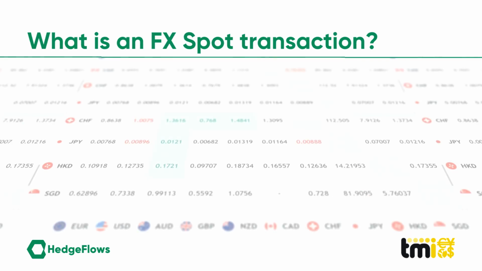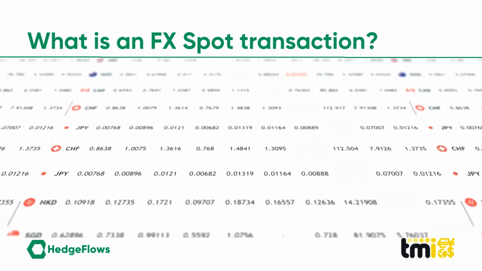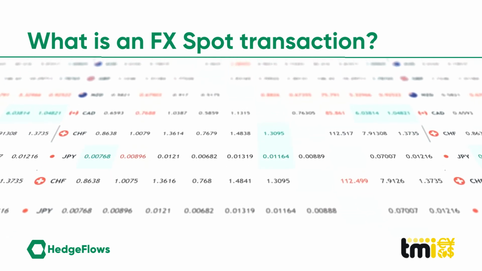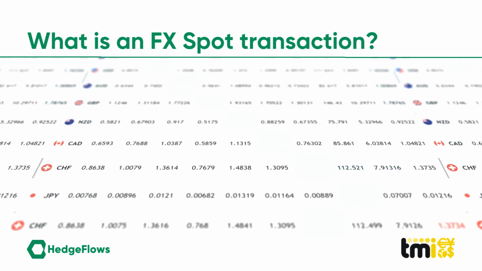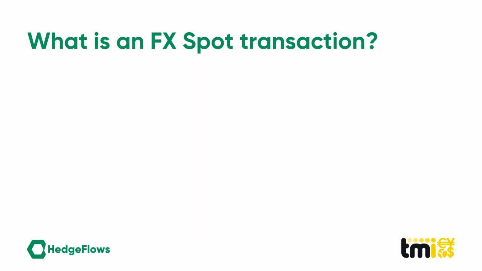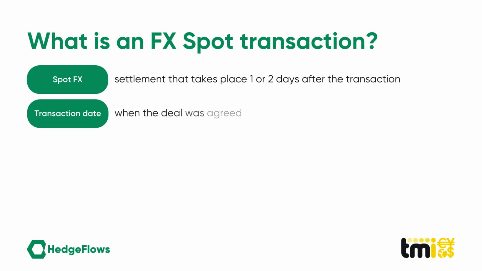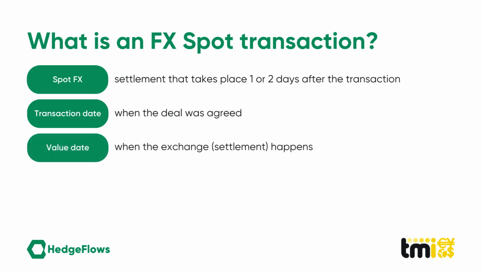As most FX transactions happen electronically, there is no physical exchange of the currencies, but electronic funds underpinning the transaction still need to be transferred between parties. When banks make a standard FX transaction, also known as a spot FX transaction, they agree to exchange funds, usually within 1 or 2 business days after the transaction date. The date at which a transaction took place is called the transaction date, and when the funds are exchanged, settled, is called the value date.